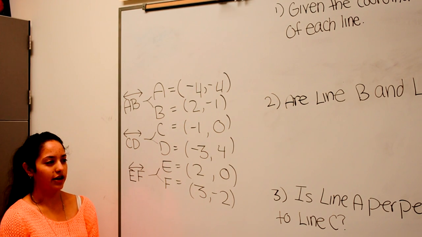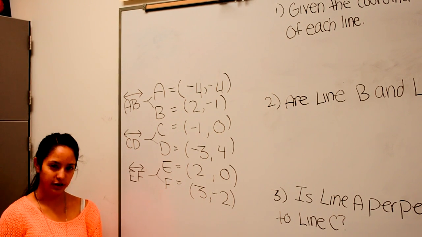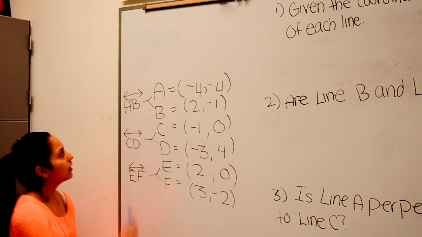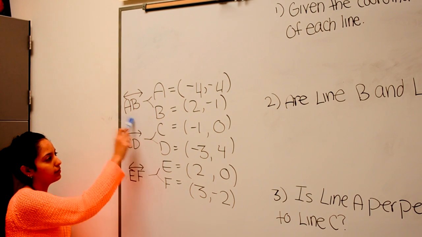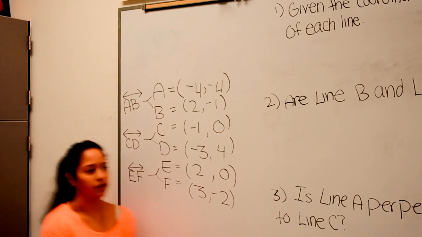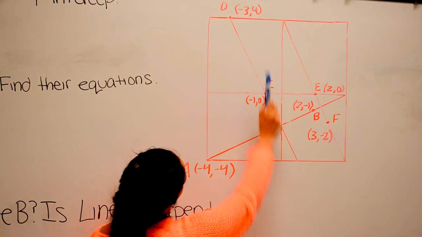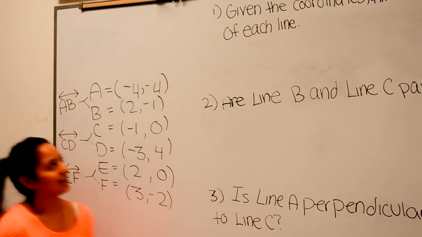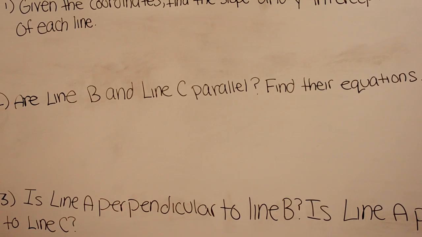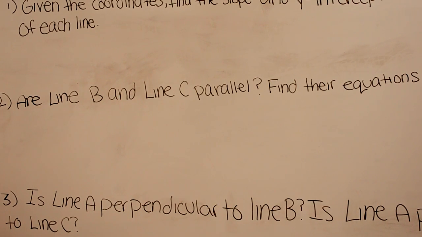The topic is finding equations for parallel and perpendicular lines. Here we have our lines, AB, CD, and EF. We can find these in the graph. Here's AB, CD, and EF. Our first question says, given the coordinates, find the slope and y-intercept of each line.